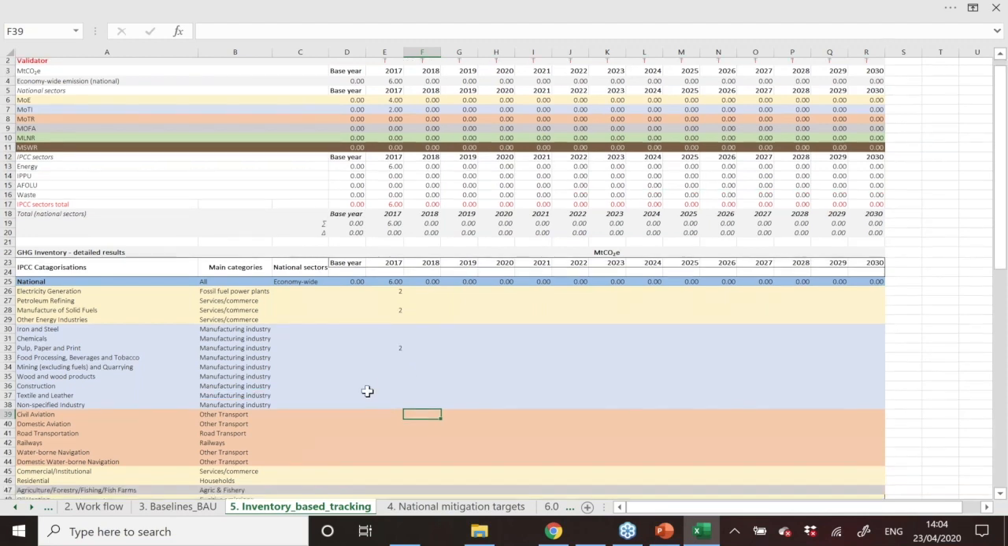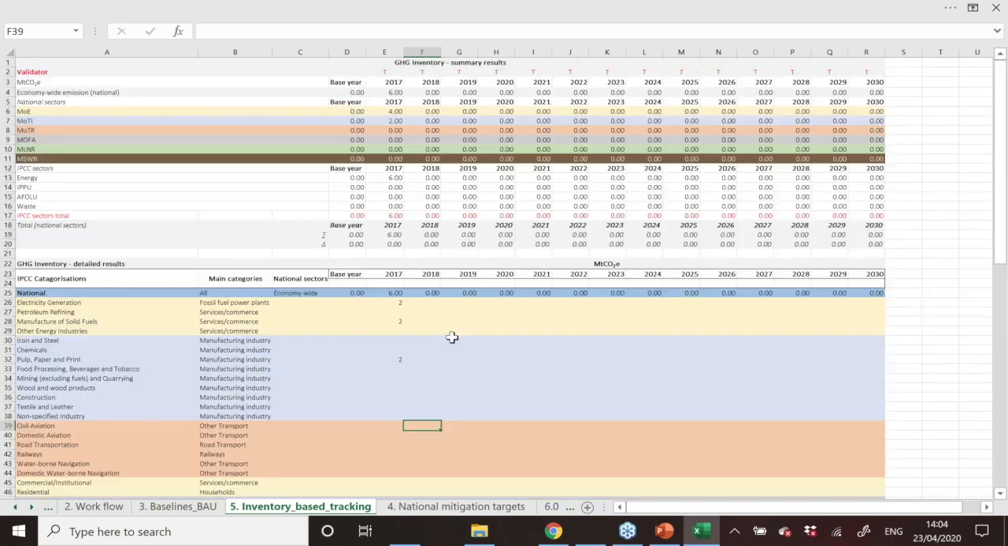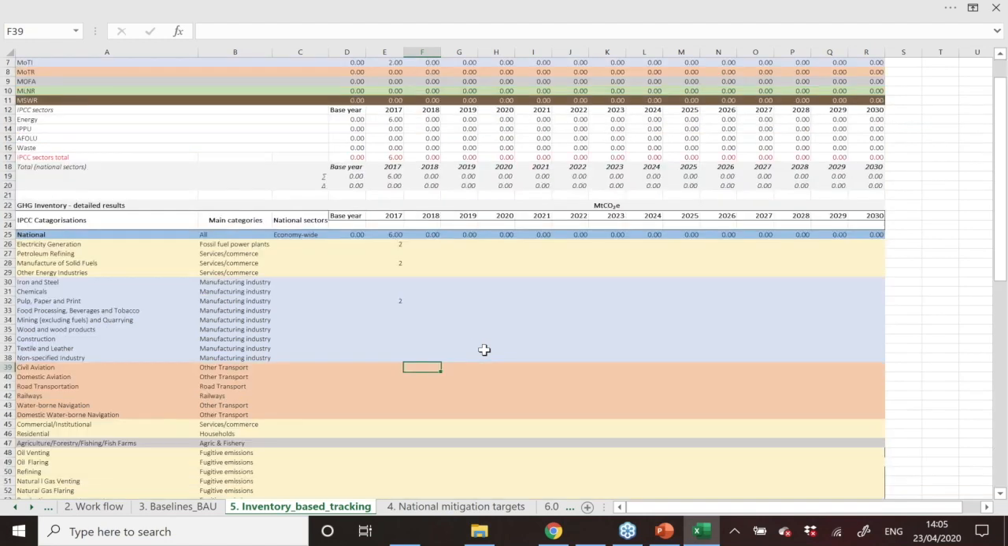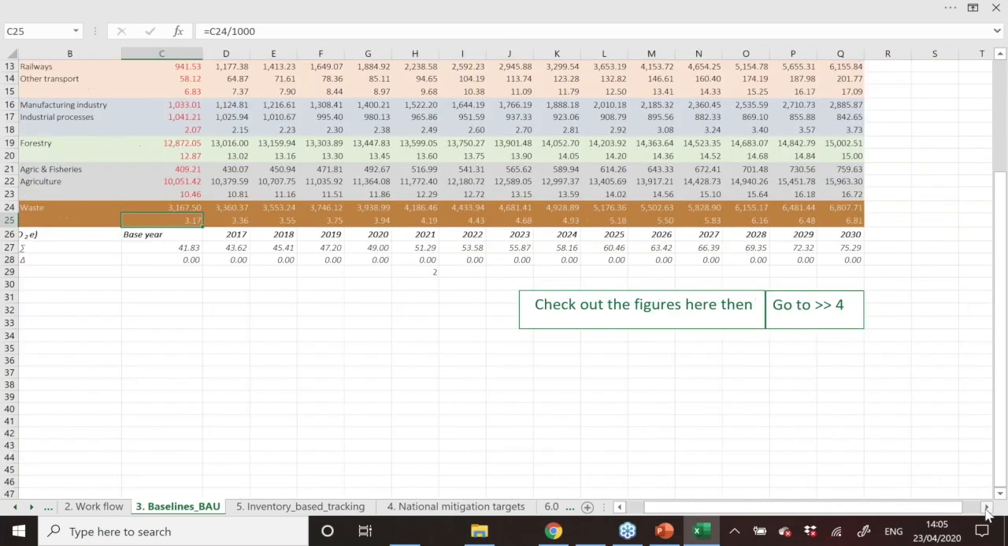Every year that you do your annual GHG inventory, you need to input the results here, and the result will be compared with your BAU emission results to see whether you are on track or not. You also have the option to do the measure-based approach. I think my time is up.